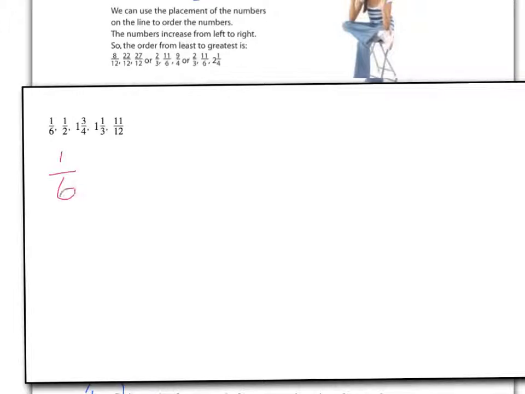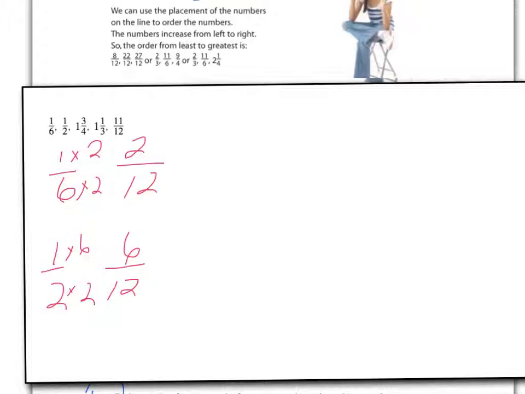So 1/6, in order to make it out of 12, I have to multiply by 2. What I do to the bottom, I do to the top. 6 times 2 would be 12, 1 times 2 would be 2. So that's what 1/6 would be. 1/2, half of 12 I know is 6. Or I can go 2 times 6 is 12, 1 times 6 is 6, so it's 6/12.